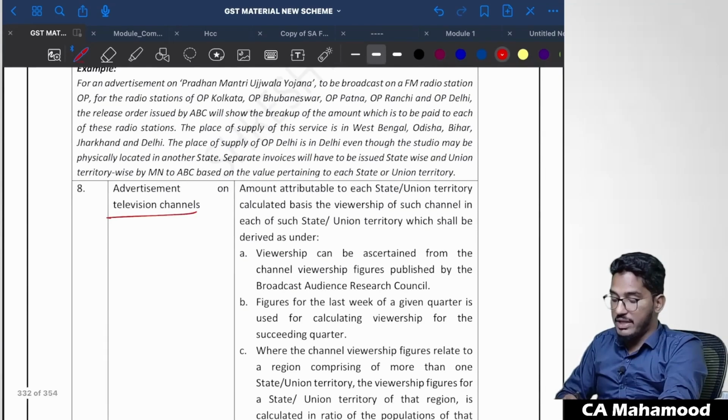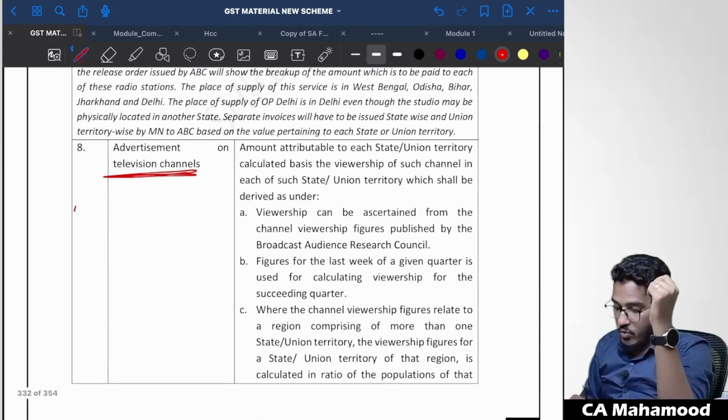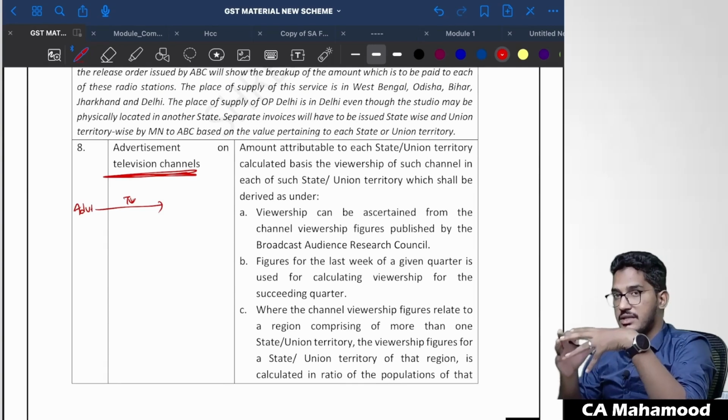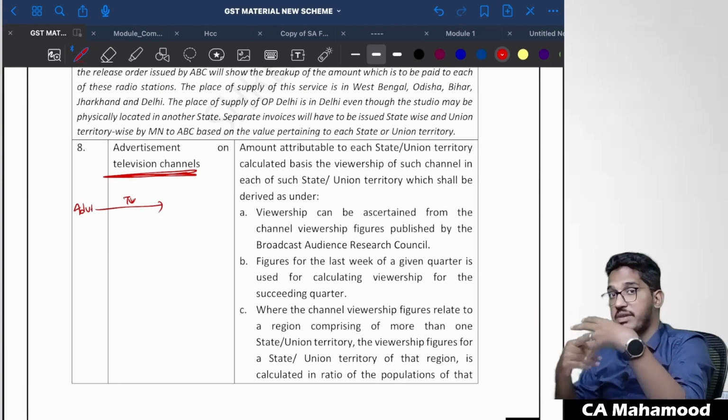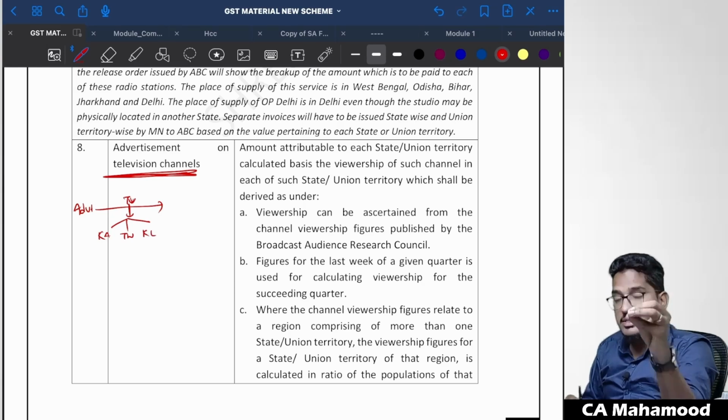Next one, what if the advertisement is happening on television channels? This is an interesting thing. For example, one advertising company is running an advertisement campaign of a government on a TV channel. Now, this TV channel is having viewers in different states. That means people from different states will watch it. Take for example, this TV channel is having viewers from 3 states, for example, Karnataka, Tamil Nadu, Kerala. In these 3 states, this advertisement is getting shown. Now, how to divide the value, sir?